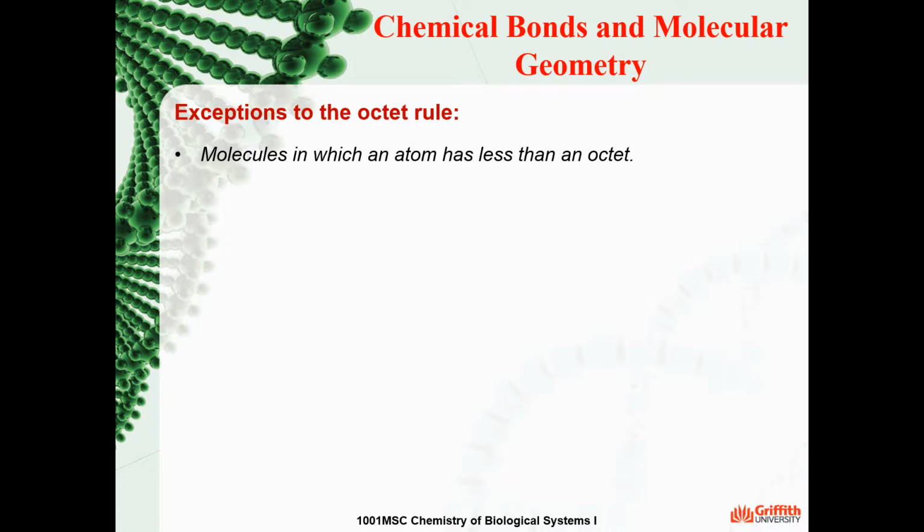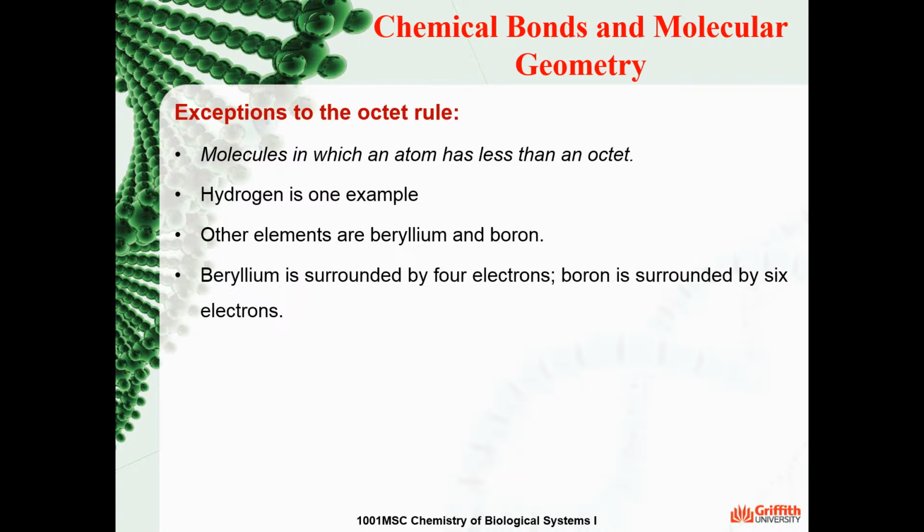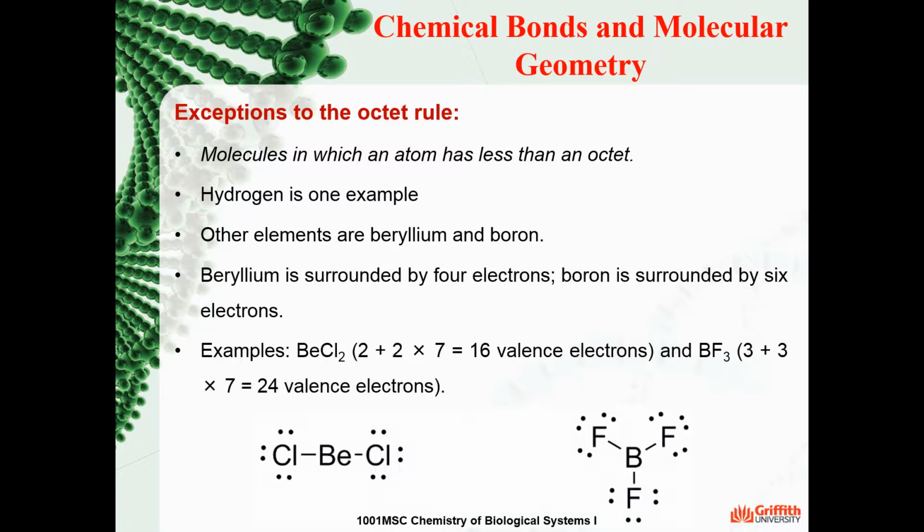Hydrogen is one example because of this exception. There are 2 additional examples of this exception, beryllium and boron. Beryllium is surrounded by 4 electrons, and boron is surrounded by 6 electrons. Examples of these molecules are beryllium chloride, and boron trifluoride.